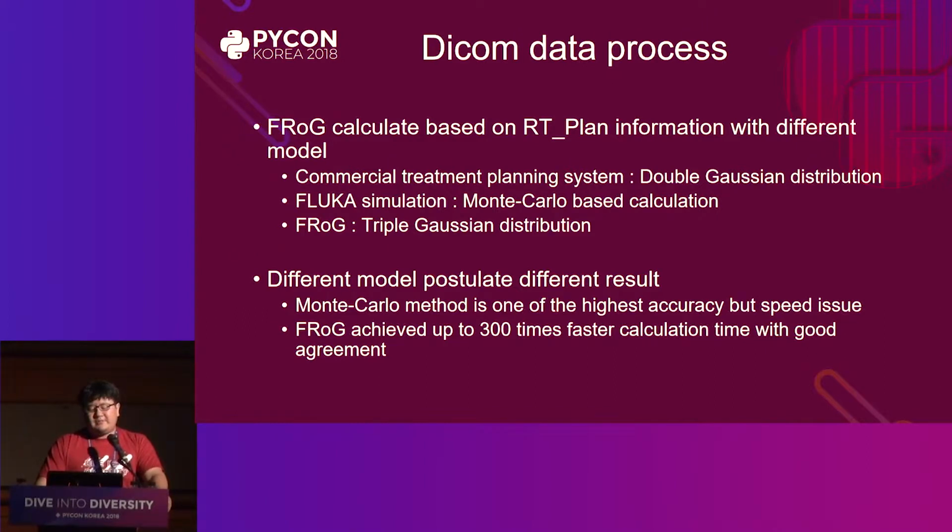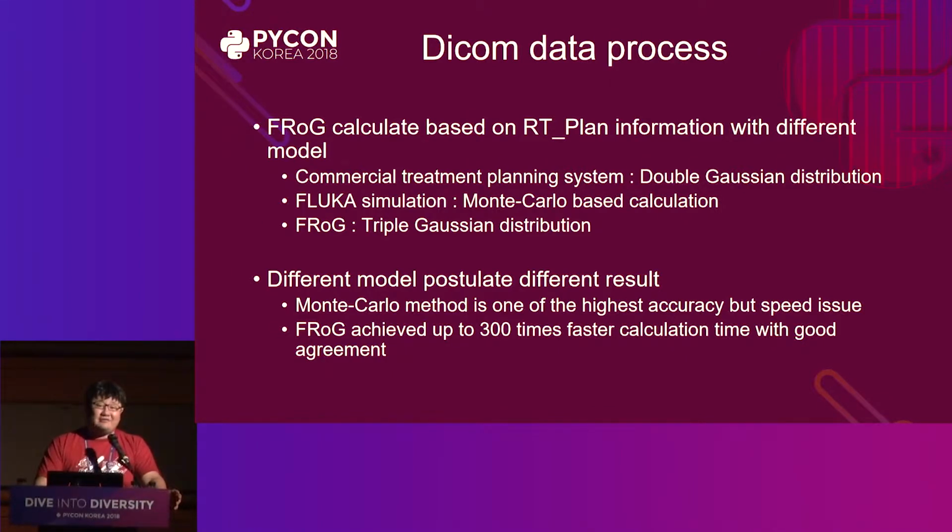So the commercial treatment planning system used a double Gaussian distribution model, and FLUKA simulation, which is confirmed by CERN and also used in hadrontherapy in European countries, uses Monte Carlo-based calculation. However, FRoG is using a triple Gaussian distribution that predicts much better than the commercial one, but is almost as fast as the commercial treatment planning system. So as a result, we find that different model predictions also drive different results.